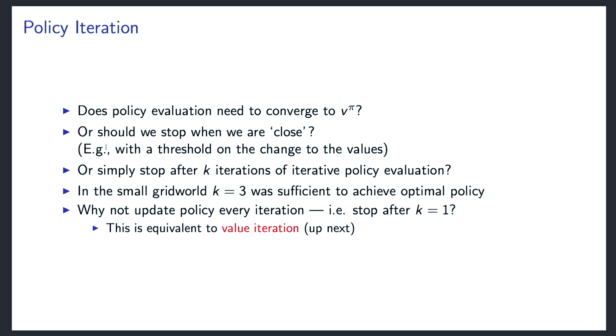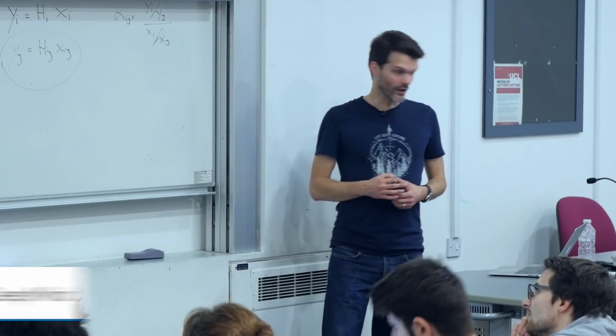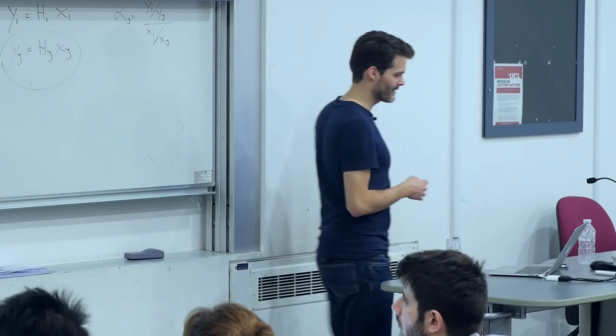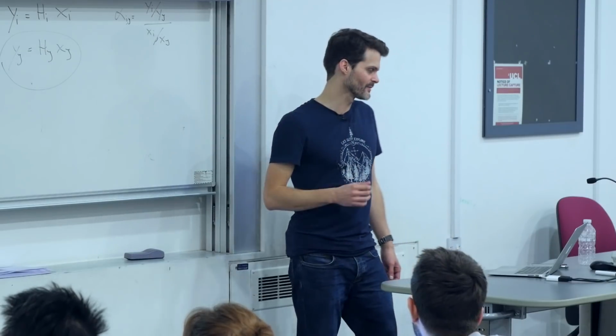So for instance, should we be able to stop when we are close? Let's say our values are updating, and at some point they seem to be updating less. The difference between each iteration becomes a little bit smaller, and you might reason, maybe I'm already getting close. Maybe that's enough. Maybe you should just stop there and not have the small marginal returns of continuing. So for instance, one way to implement that is to have a threshold on the change and to stop when your change falls below that threshold. Alternatively, you could also just say I'm going to do a certain number of iterations. I'm just going to pick a k, and I'm going to do k iterations of evaluation before I then do my policy improvement step.